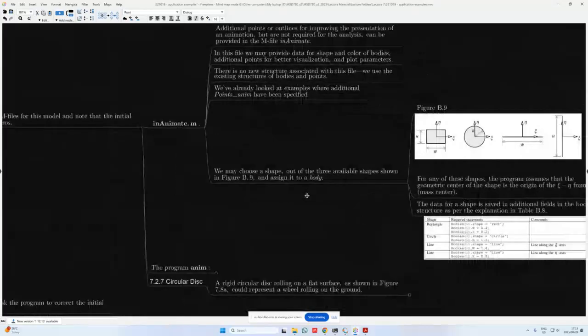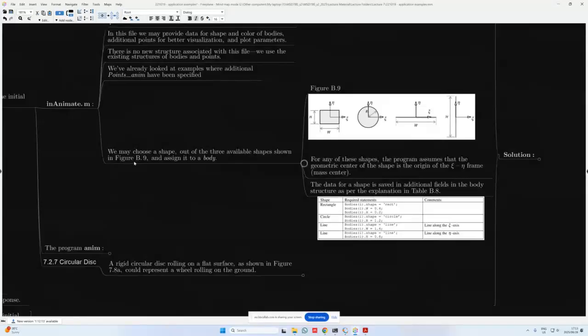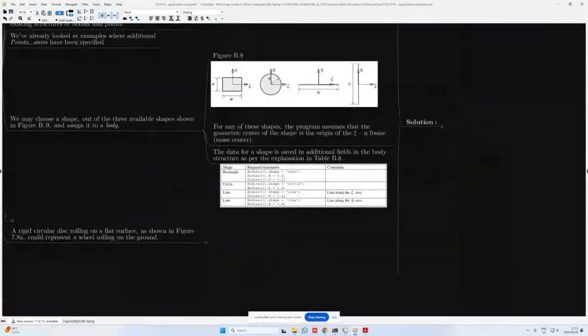Okay, so then we may also choose a shape out of the 3 available shapes shown in figure B9 and assign it to a body. So figure B9 shows that we can define it either as a rectangle, a circular disc, or some sort of a rod that is defined by its width or its height. And for any of these shapes, the program assumes that the geometric center of the shape is the origin of the xi eta frame. So the mass center coincides with the geometric center.